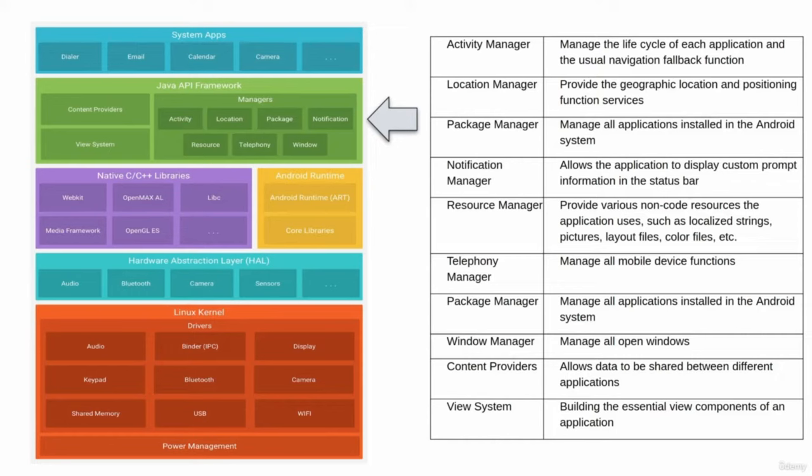And then comes the resource manager. It provides various non-code resources the application uses, such as localized strings, pictures, layout files, color files, etc. If you are from an Android application development background, you definitely know localized strings, pictures, layout files, color files, etc., which you use while developing the Android application. So it is the responsibility of the resource manager to maintain them. Then comes the telephony manager. It manages all mobile device functions like SIM management and network management, etc.